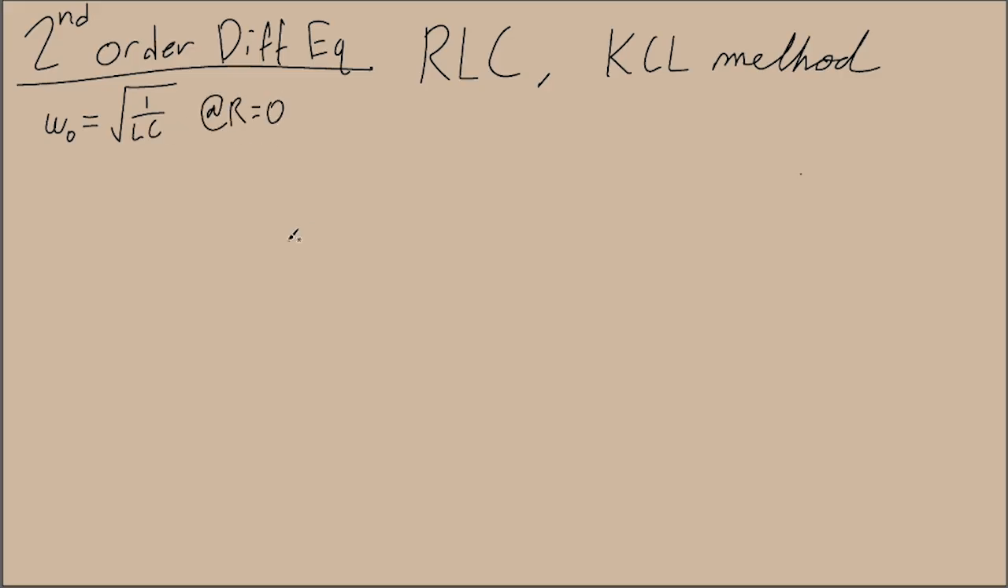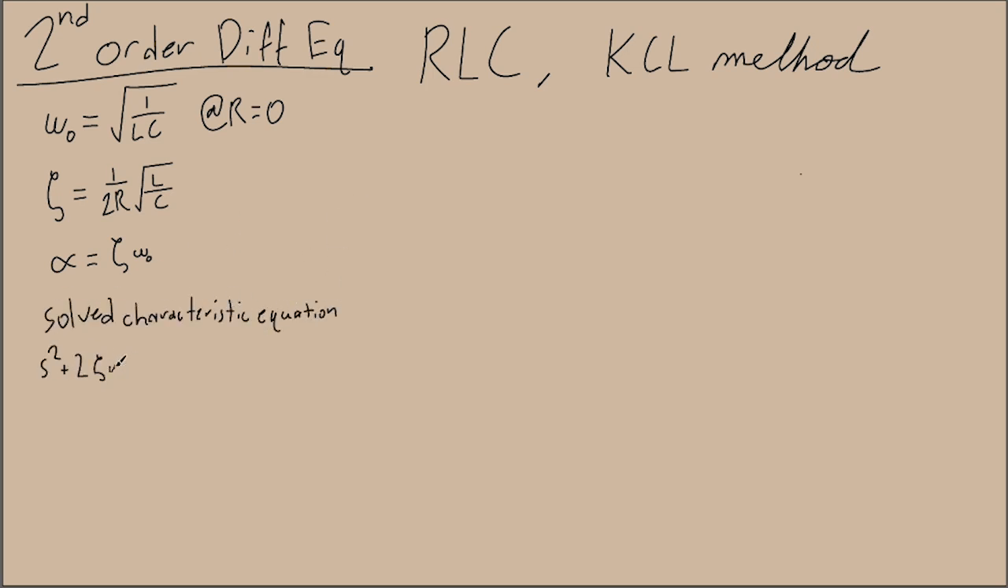This is a second order differential equation for the KCL method, if they share a node. Omega naught is the square root of 1 over LC, zeta is 1 over 2R square root of LC, and alpha is zeta omega naught. There's a bunch of other stuff here that relate to DiffEq, but I just started that class today, so this is what you should put in your TI Inspire for test day.